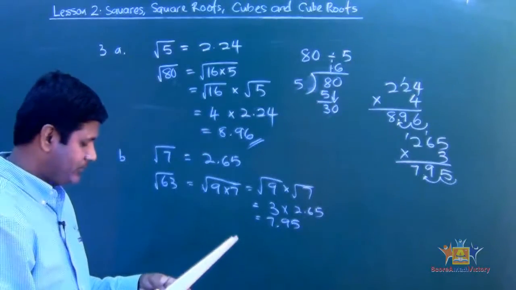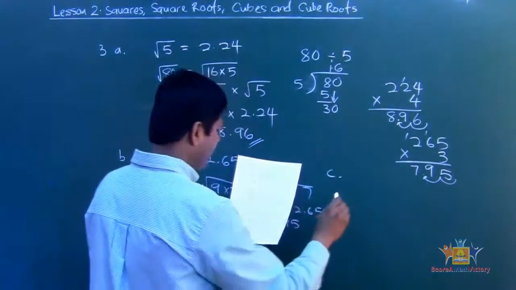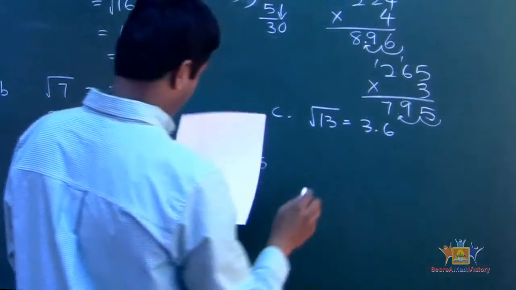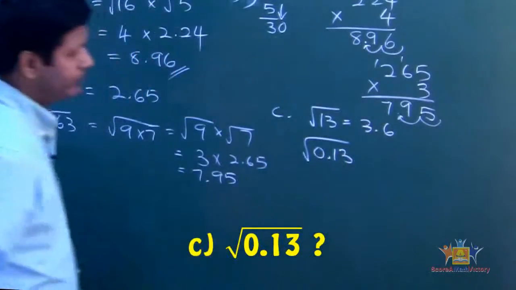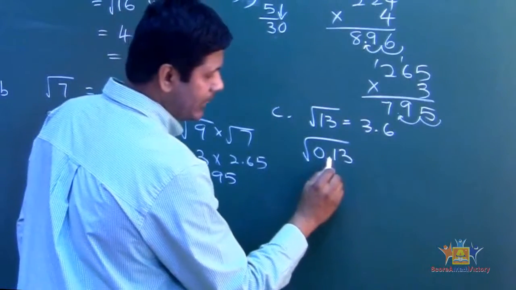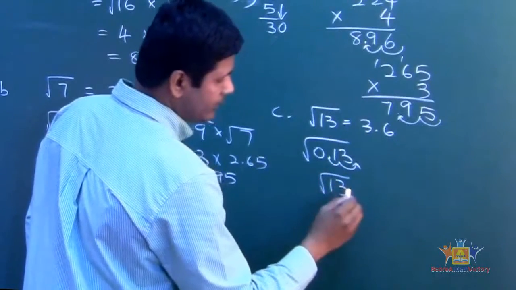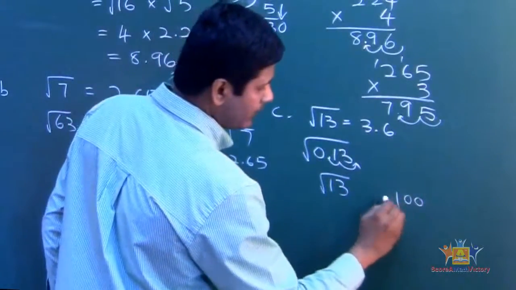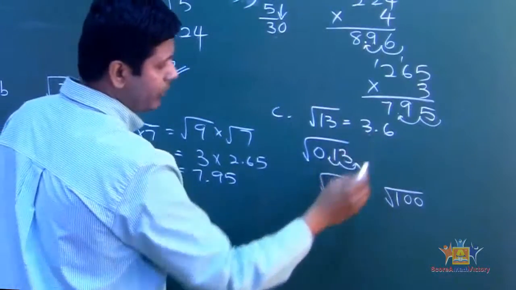Let's do problem C. You're given square root of 13 equals to 3.6. And they want you to find what is square root of 0.13. 0.13. Alright, what do? We move the decimal. How many times? 1, 2. Alright, so that makes it square root of 13. Alright, and then when I moved it twice, how many zeros that means? 2 zeros. I'm going to find the square root of 100. 2 zeros, alright? Square root of 13 is given 3.6.